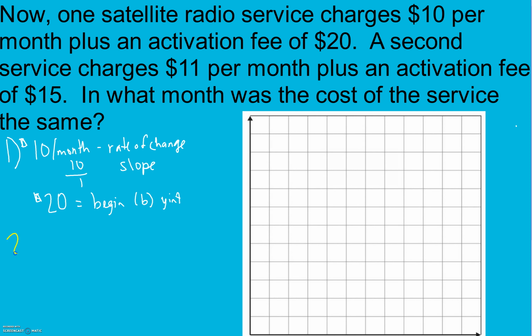The second service charges $11 per month. Remember that per month tells us it's a rate, or our slope. So 11 over 1. And an activation fee of $15. So it's going to start at $15.